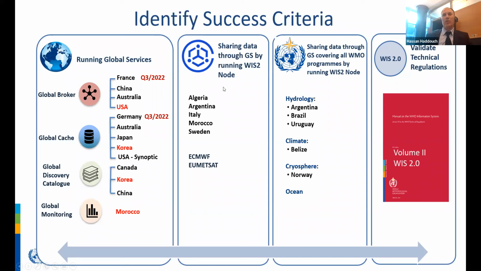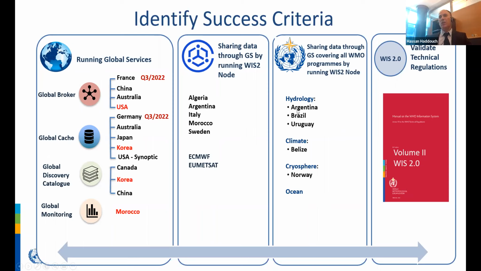For WIS2 nodes, some countries are starting to use the WIS2 box, for example Algeria, Argentina, Morocco, and Italy. They are using legacy systems and upgrading them to be compliant with WIS2. Sweden developed their own WIS2 node. We also have 2 WIS2 nodes for WMO programs, for ECMWF and EUMETSAT, for NWP and also for satellite data. And WIS2 is for all WMO programs.